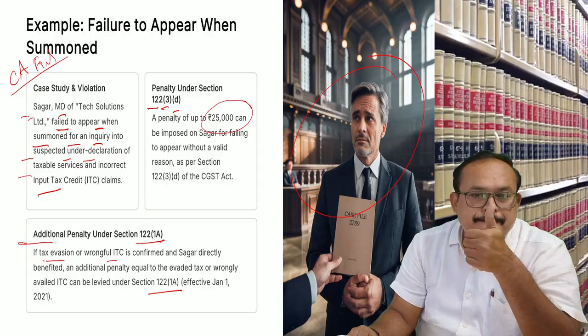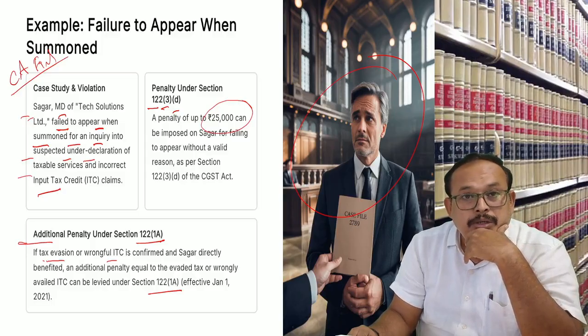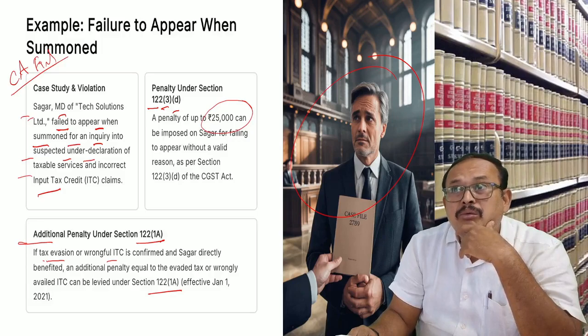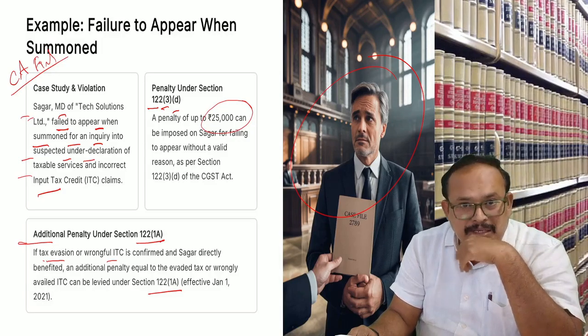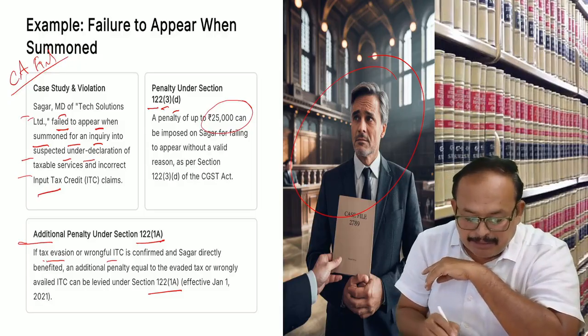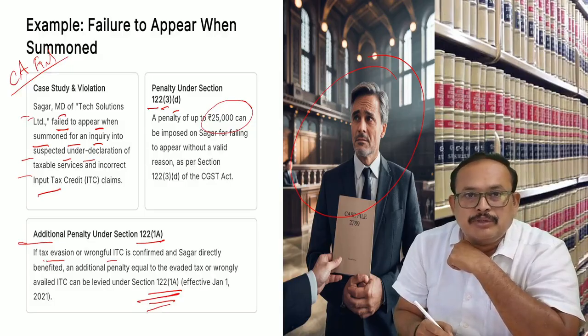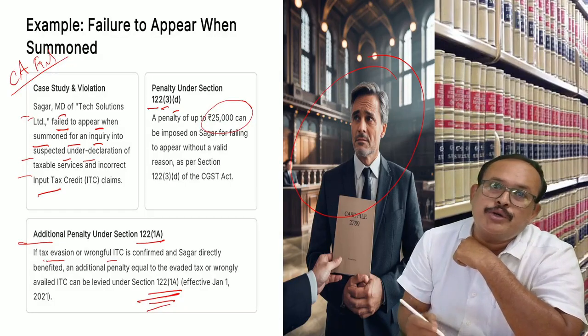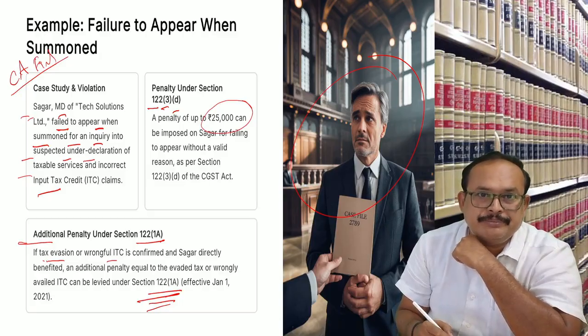Sir, suppose this MD of Tech Solutions is acting as a beneficiary and making fraud on his own company itself, then 122(1B) will apply, sir. 1B is for e-commerce operators. Sorry, sir, 1A applies. This is what I am saying. For the beneficiary, 122(1A) applies, plus 122(3). Both will apply. This is what I am trying to say.